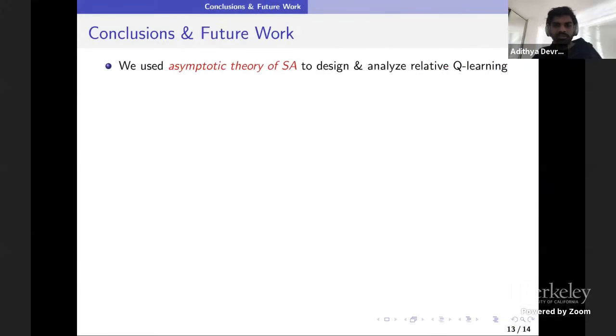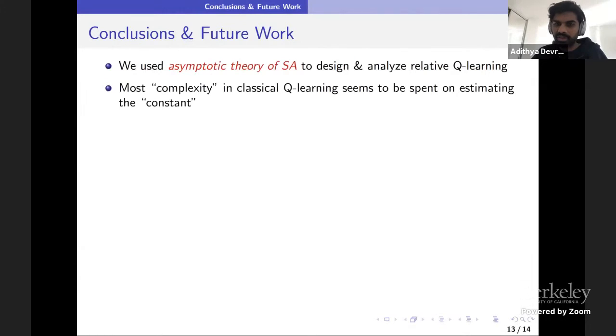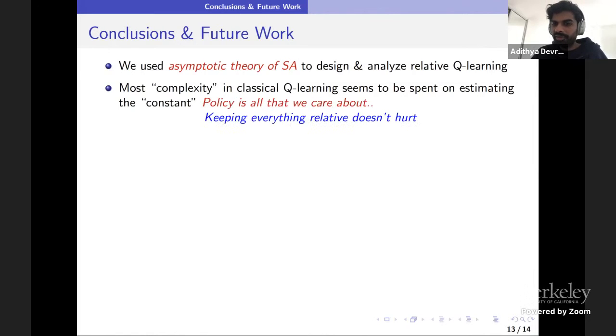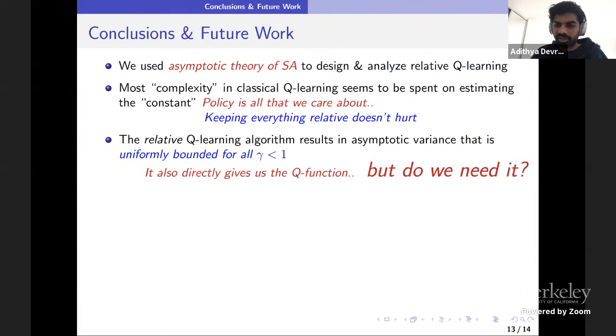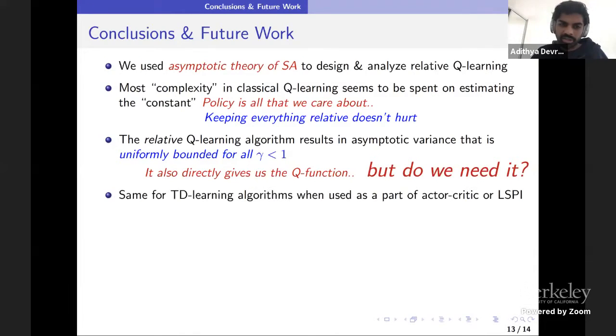So in conclusion, we use asymptotic theory of stochastic approximation to design and analyze the relative Q-learning algorithm. It seems that most of the complexity in classical Q-learning is spent on estimating this constant that you may not care about, because ultimately all you want is the policy. Keeping everything relative doesn't really hurt. The relative Q-learning algorithm results in asymptotic variance that is uniformly bounded for all discount factors smaller than 1. It also gives us the Q function by just adding a constant, but we don't really need it.